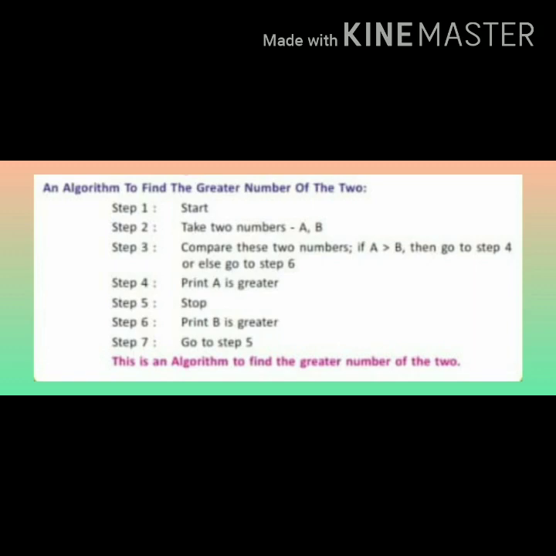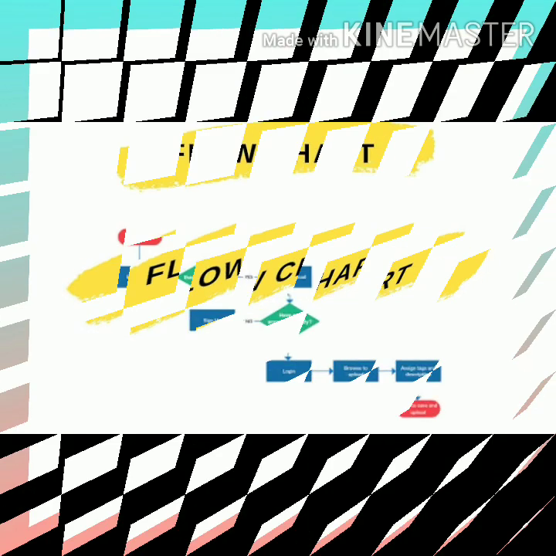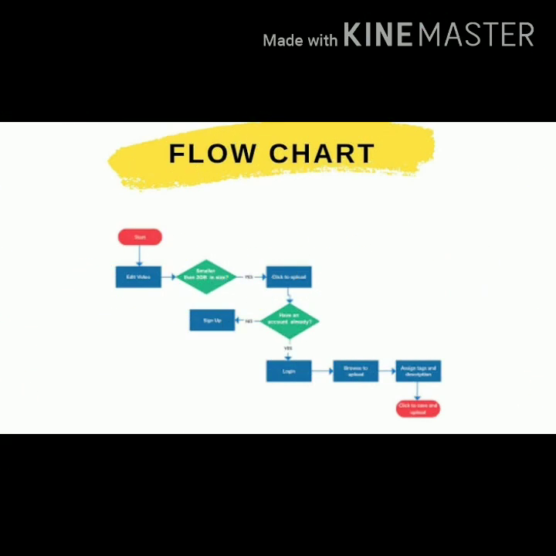Next, we discuss flowchart. A flowchart is a diagrammatic representation of a problem-solving process, that is, an algorithm. It is called a flowchart as it charts the flow of a program. The direction of flow in a flowchart is always from top to bottom.